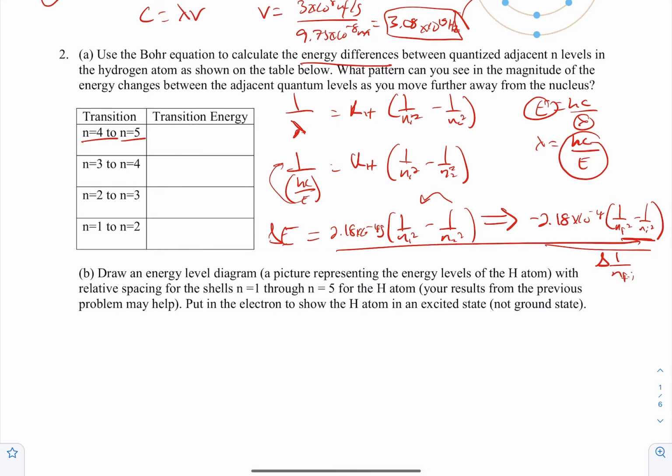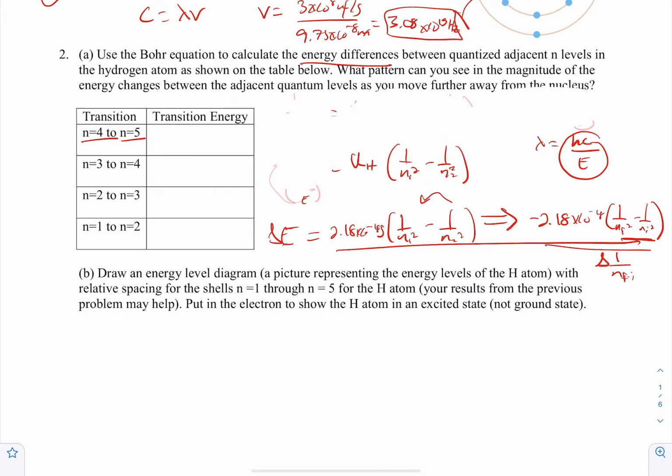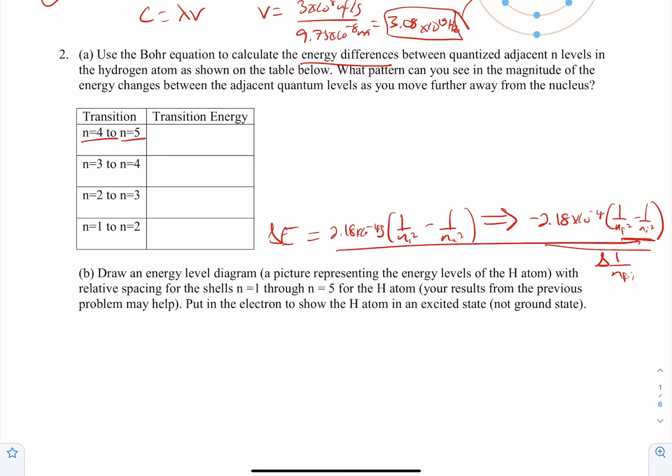Just remember that this is the equation that you want to use. Okay, so now that we've derived the equation, let's use it. So now we're transitioning from 4 to 5. Okay, 4 to 5. So this is absorption. And in this case, it doesn't matter, but just notice that we're going from n equals 4 to n equals 5, so we're absorbing energy.